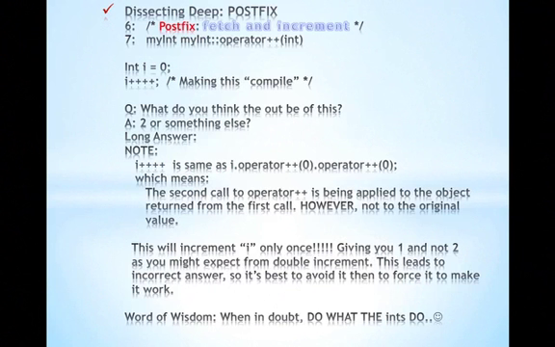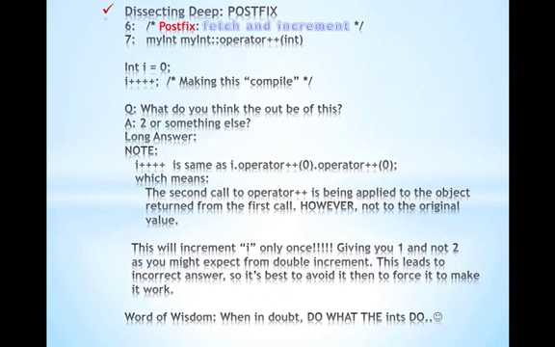Here we are. We changed our definition, we changed the prototype. We're going to try to see if we can make it work. Well, it'll compile, but it still won't work. Why is that? Let's say, for example, we have int i equals 0, and we got i plus plus plus plus, making this compile. It'll compile, but is the result 2 or something else? Long answer, here we go.